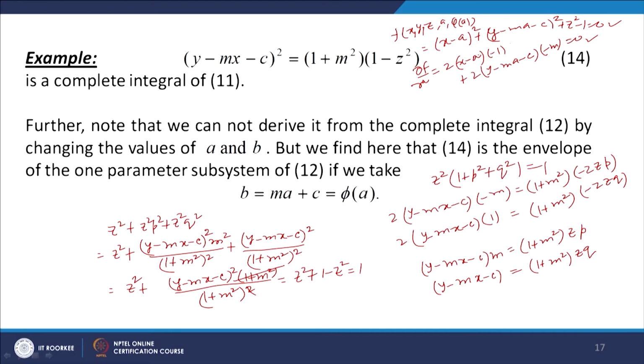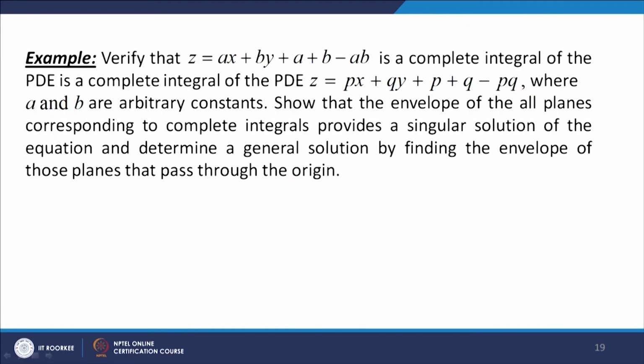Here, if you divide this equation by minus 2, you get x minus a plus m times y minus ma minus c equal to 0. So, we can find the value of a from here. a will be equal to x plus my minus mc divided by 1 plus m square. When you put this value of a in this equation, we will arrive at equation 14.